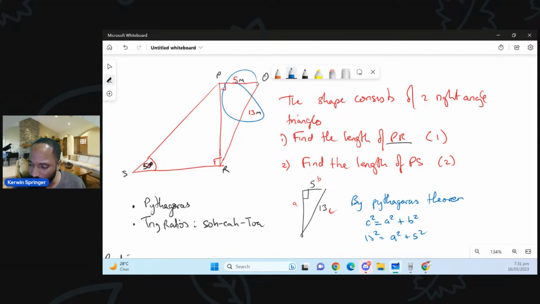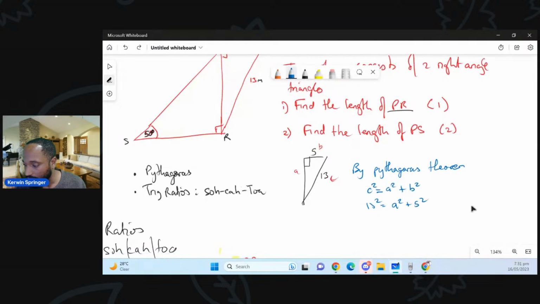Now, there's no need to go through all of this when you see these numbers because this is a known type of triangle, right? I will write the numbers. So 13 squared, so 169 equals A squared plus 25. And at the end of the day, you'll get A squared is equal to 144. And therefore, A is equal to the square root of 144, which is 12 meters. So you figure out that it is 12 meters.